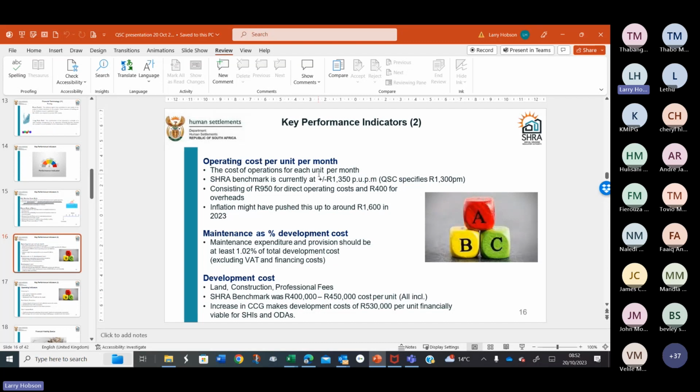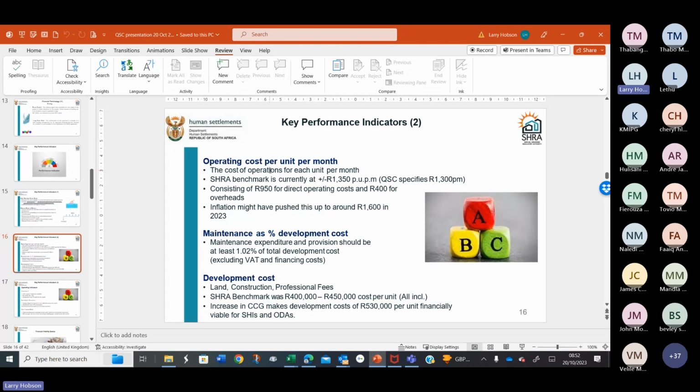Right, then we've got operating cost per unit per month. And this is very simple. It's simply your total operating costs divided by your number of units in a scheme. It's not a ratio, it's an absolute number. We used to have a ratio called cost income ratio as one of these key measures, but discovered that could hide many things, and settled on changing to operating costs as an absolute number.